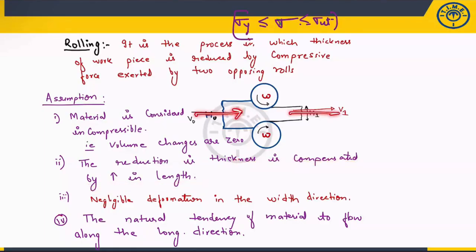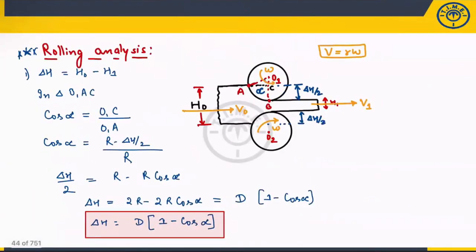If the thickness is reducing, that means length will increase. There is negligible deformation in the width direction. This is the assumption; we are not considering any deformation in the width direction. The material has a tendency to flow along the longitudinal direction. There are some important results, such as how to calculate the value of bite angle. So let me summarize those.